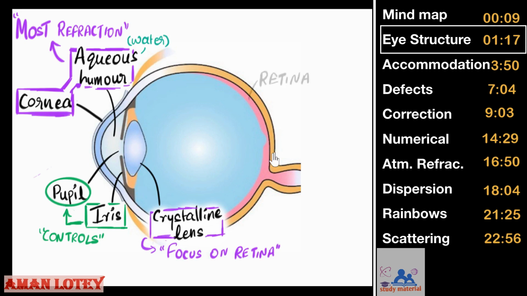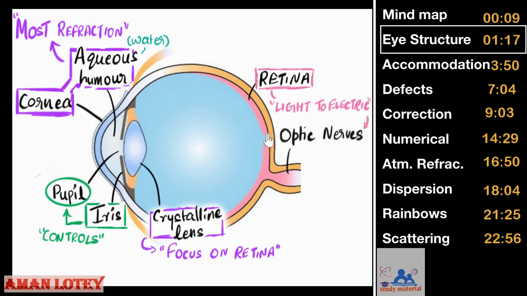This brings us to the retina. The retina is the back part of the eye. Think of it as the screen. It contains all the light-sensitive cells. So when light falls on it, these cells convert light into electricity. And then that electricity is sent through a bunch of wire-like nerves called optic nerves. And these optic nerves send that electricity to the brain. And finally, your brain receives these signals and says, I see something.